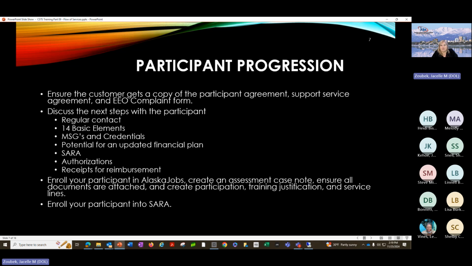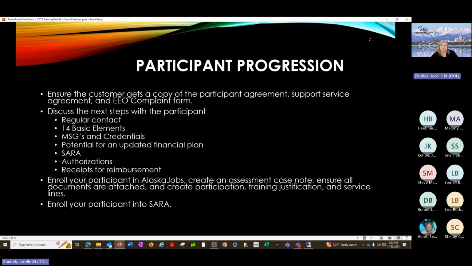14 basic elements. We're letting them know some of the types of services that they will be engaging in, and making sure that they understand what the expectations are for service engagement. We want them to know, if they're going to training, what we expect for measurable skill gains and credentials, that we're going to need them to be sharing that information with us.